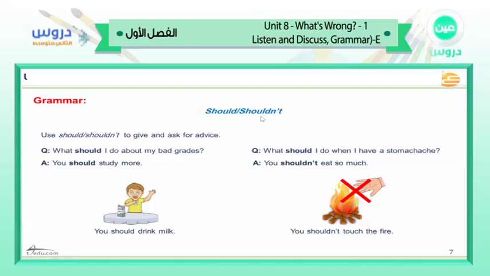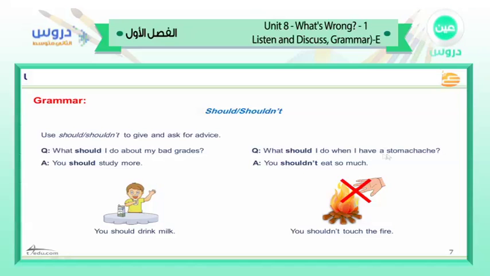Okay, now we want to understand. So let's take more examples. For example, this is a question as an example. What should I do about my bad grades? This is the question. What should? So I want your advice. I'm asking for advice. What should I do about my bad grades? His friend is saying, you should study more. Okay, so he's giving him advice. You should study more.